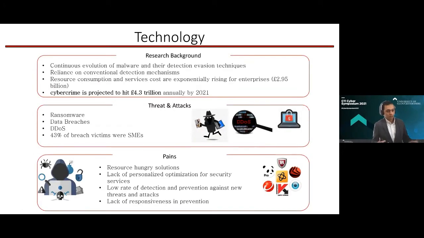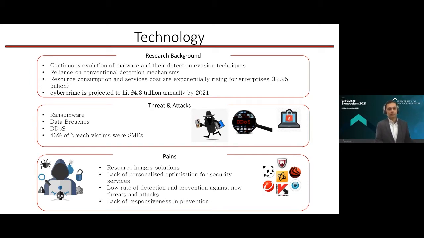Just to provide you a little bit of background on the research: the continuous evolution of malware and detection evasion techniques is significantly growing, and the reliance on conventional detection mechanisms is actually the main problem, because they can only detect the known malware. Resource consumption and services cost are exponentially rising for enterprises, which is 2.95 billion pounds last year. Cybercrime, on the other hand, is projected to hit 4.3 trillion annually by 2021.